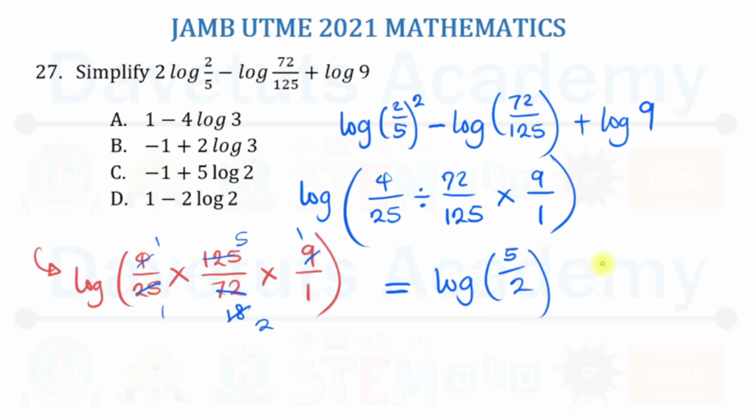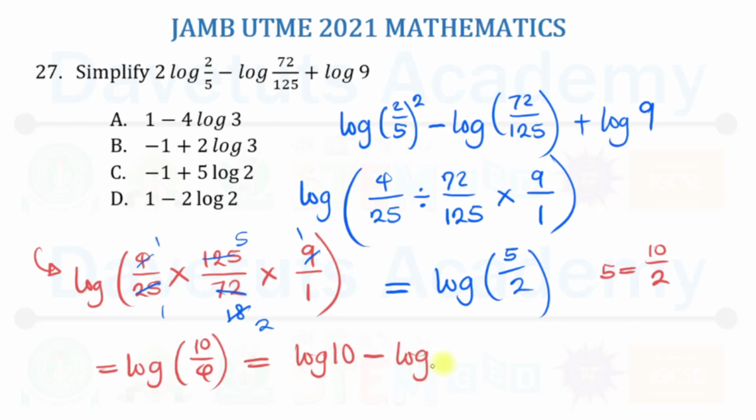In short, we can say 5 itself is 10/2. So it's as if we are saying this is nothing but log of 10/4. Okay, 5/2 itself is 10/4, because we'll still have these two remaining, and those two will multiply each other to be 4. So I can say this is log of 10 minus log of 4, which is 2 raised to the power 2. So log of 10 is 1. Then these two can come down: minus 2 log 2.